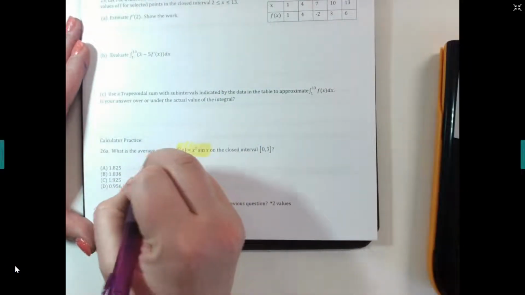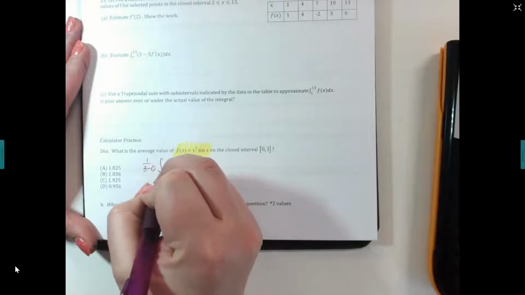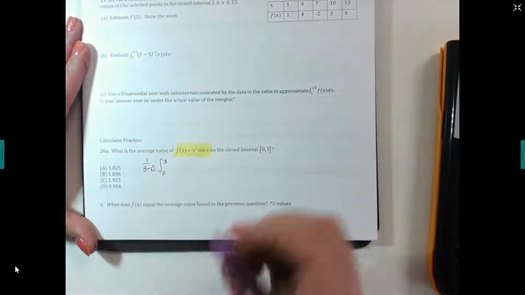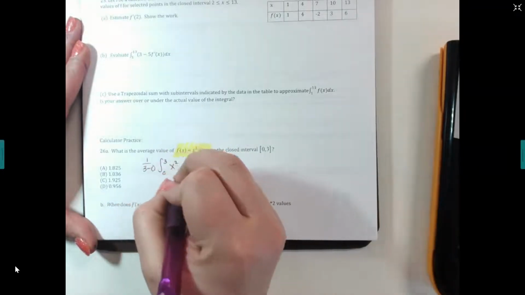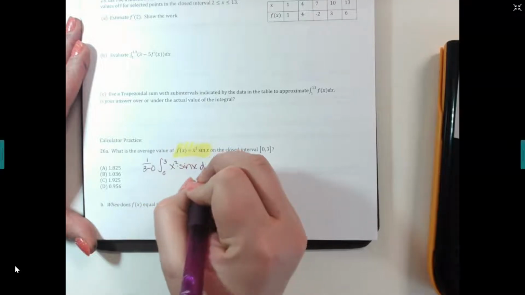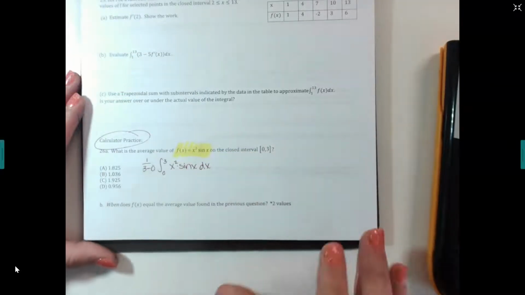It would be 1 over, we want it on the integral from 0 to 3. Then 0 to 3. Then my function f of x, which is x squared sine x dx. Okay, then remember, calculator practice, you're typing that in. Do you remember how to pull up the fraction?